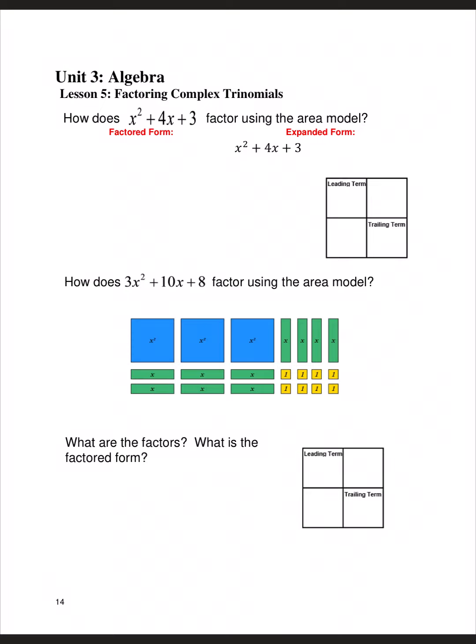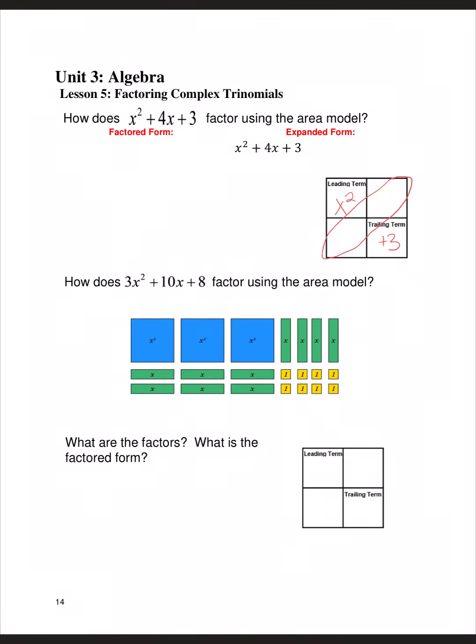Okay, so we have our expanded form. We know in expanded form we want to put our leading term in this box, so x squared is my leading term, and then plus 3 is my trailing term, right? Leading term just meaning the first term, and trailing term just meaning the last term. Then we have to think about how we are going to split up this middle term.